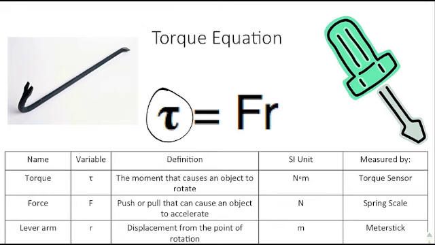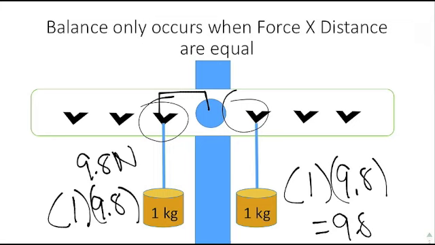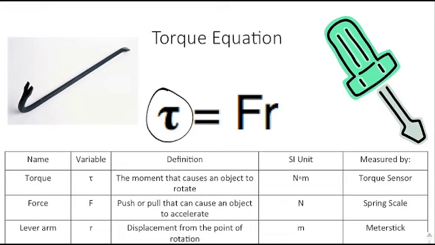Force we've already talked about, and then the lever arm is signified with R, although sometimes D is used since it's technically a distance. So this is the equation that relates torque, and it matches up with what we learned in the previous investigation, that you need a force times the distance to be equal in order for torque to be balanced.